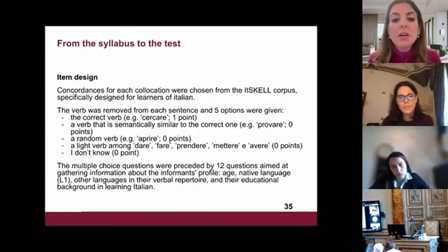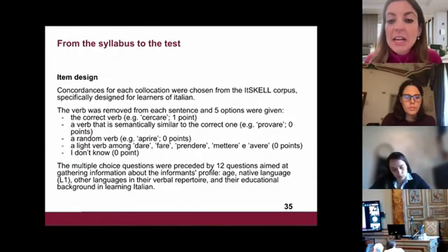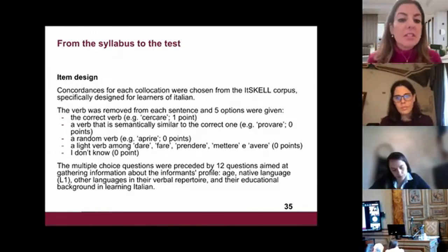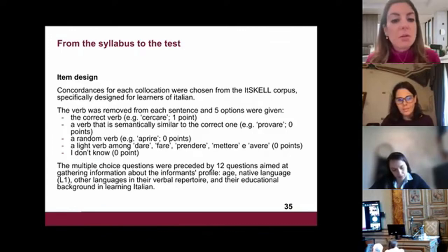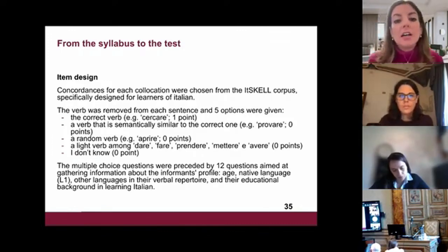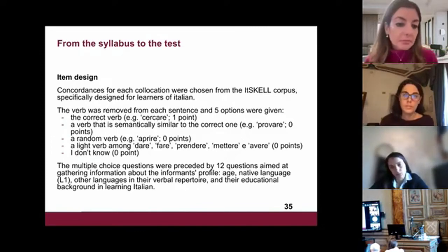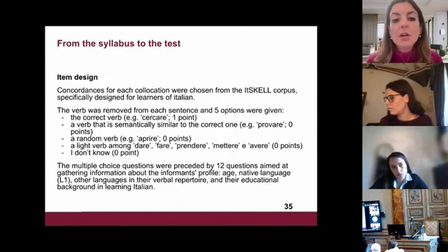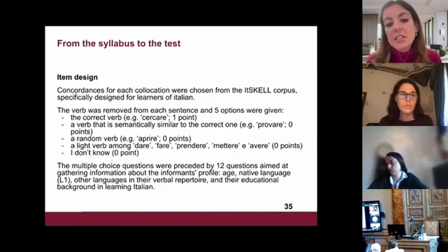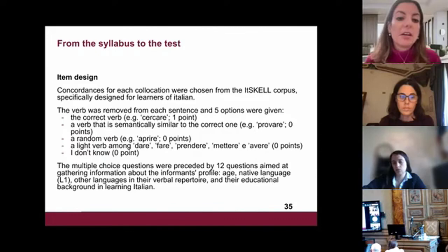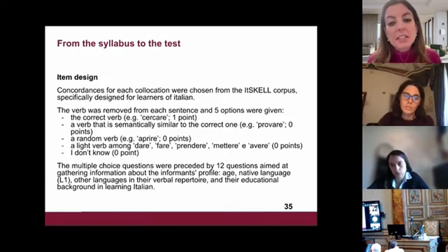The correct verb, for example, in this case, cercare, 1 point; a verb that is semantically similar to the correct one, provare; a random verb, for example, aprire, open; and a light verb among dare, fare, prendere, mettere, or avere. And also the option I don't know, that the test taker can select if they don't know the answer, because every answer was mandatory. So in order to complete the test, they had to answer all the questions.